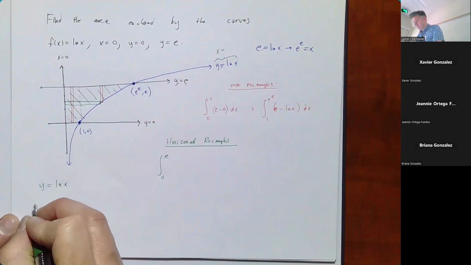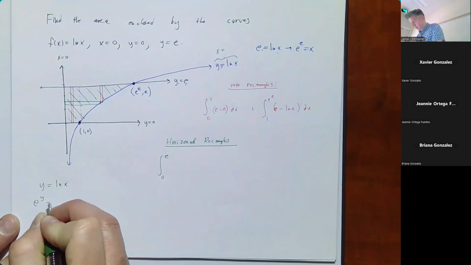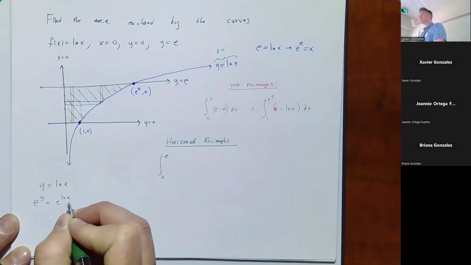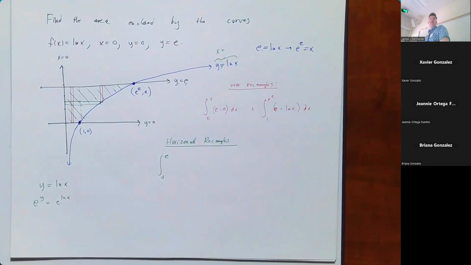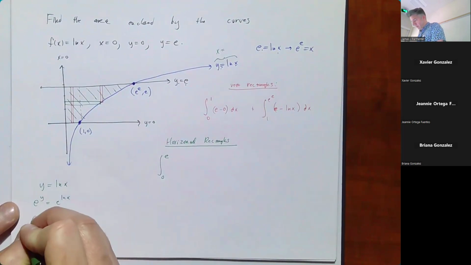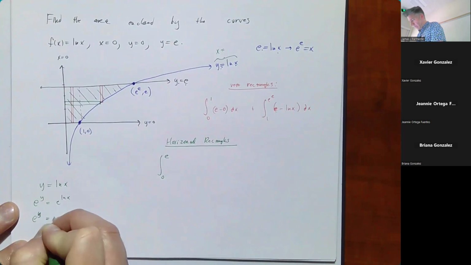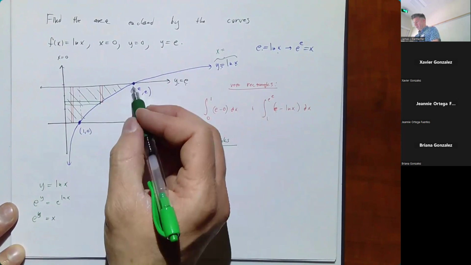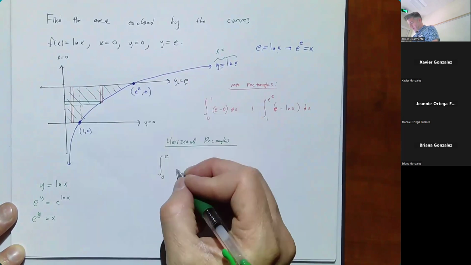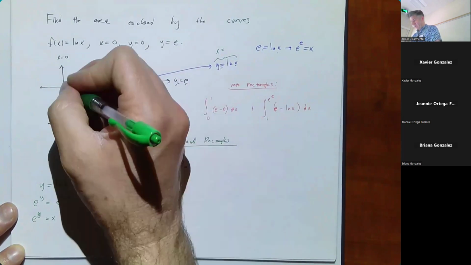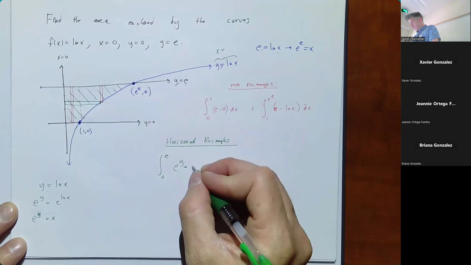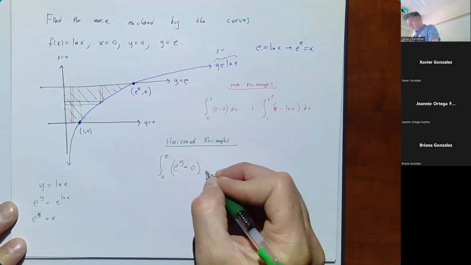I can write both sides as e to the thing, because e to the natural log of x is just x. So I have e to the y is equal to x. So my right function is e to the y, and my left function is x equals 0. dy.